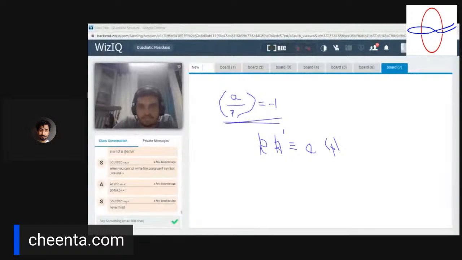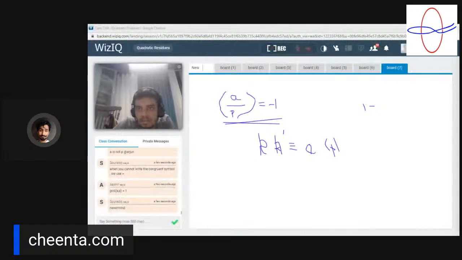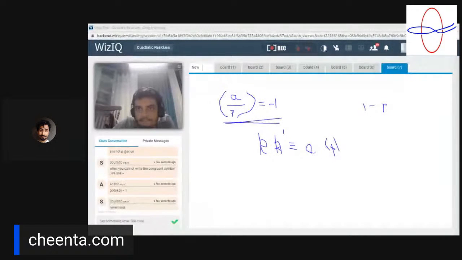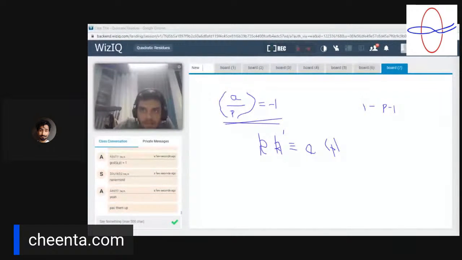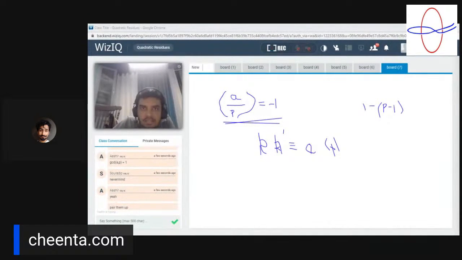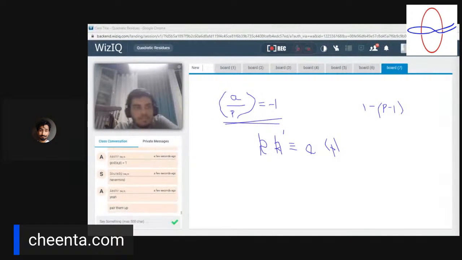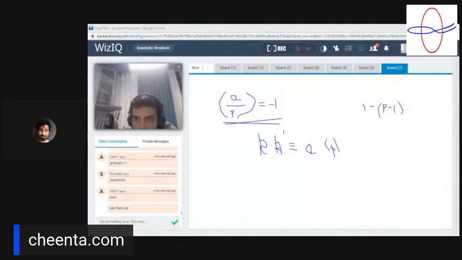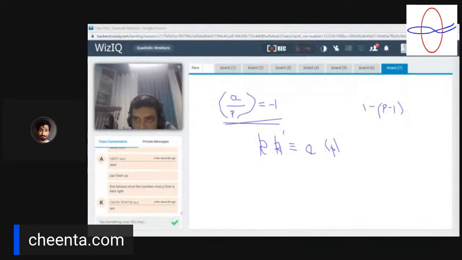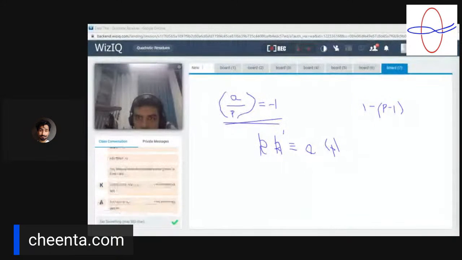So for all numbers from 1 to p minus 1, you can pair the numbers into pairs which, when multiplied, will give you a. Everyone with me so far? Yeah.